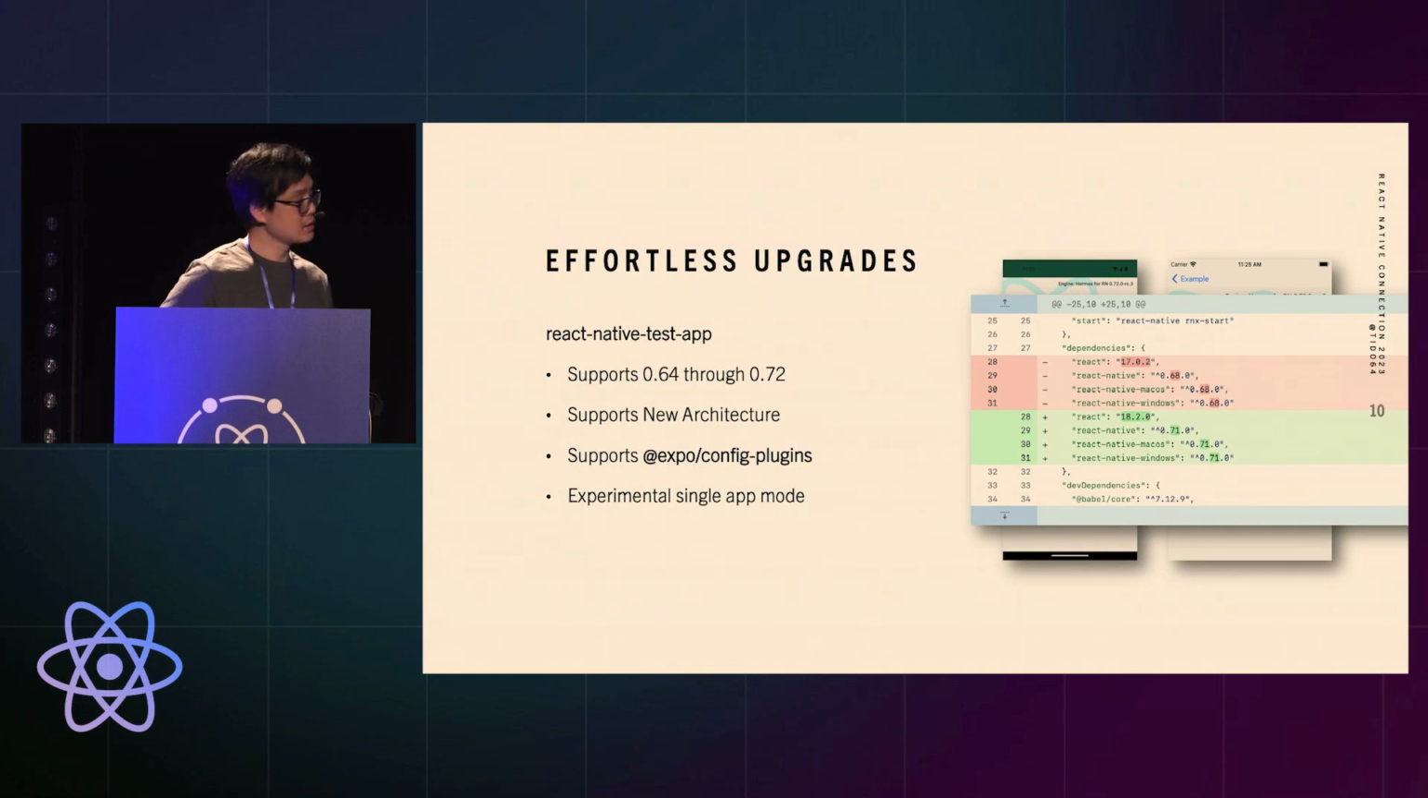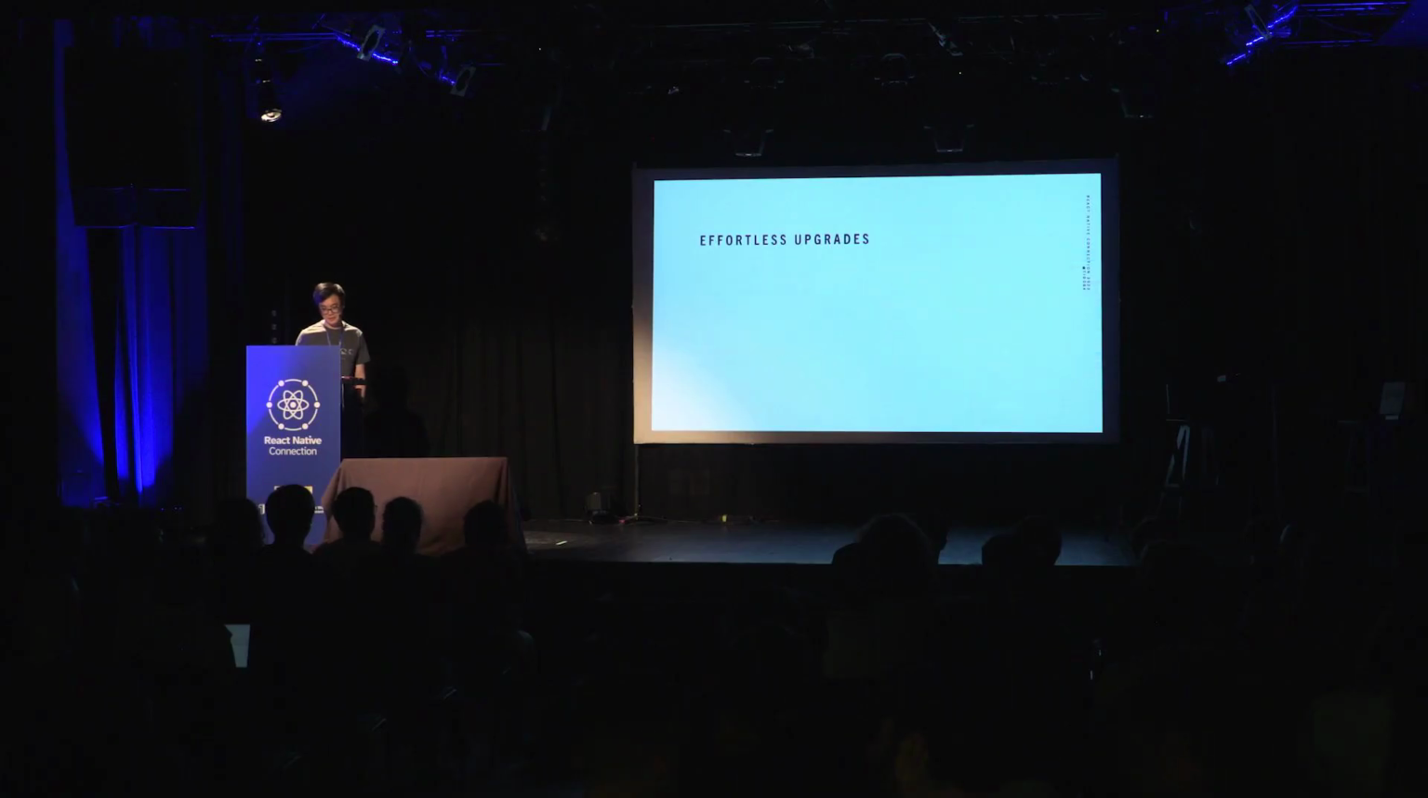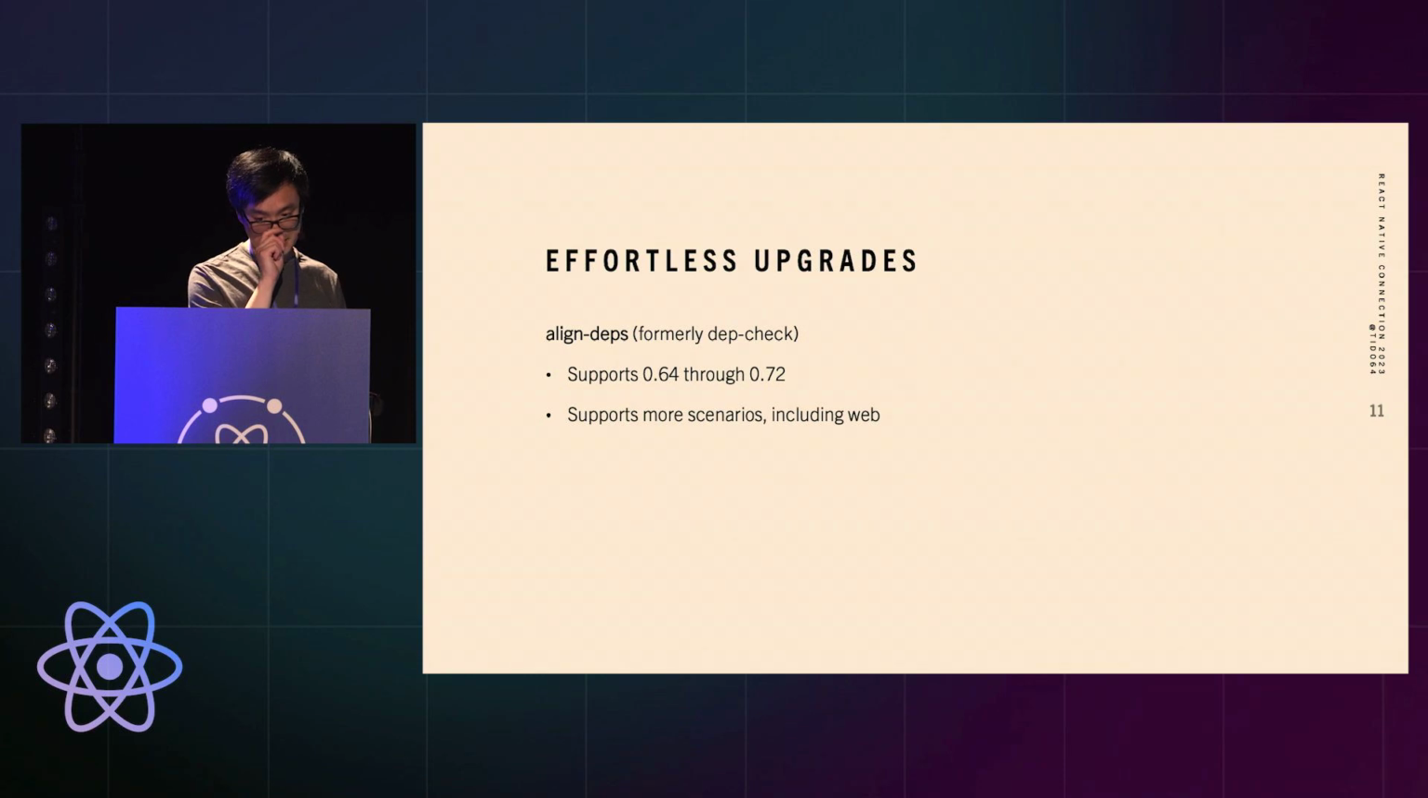But even with this, you still need to know what numbers to put in your package.json, right? What version of CLI or Metro is required for React Native 71? What about reanimated, async storage, WebView? Well, we got a tool for that as well. We call it align-deps. Well, we called it dep-check first, and then we kind of renamed it because it was conflicting with another tool also called depcheck, which caused a lot of confusion.